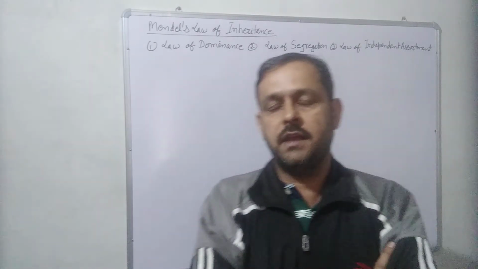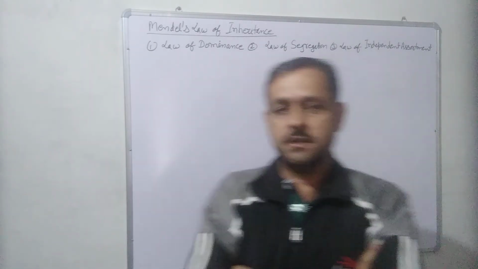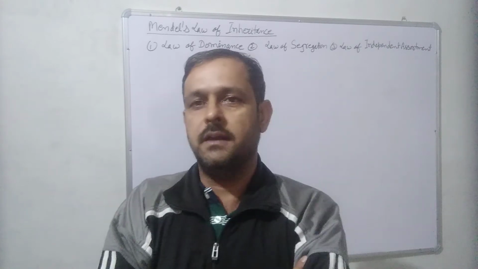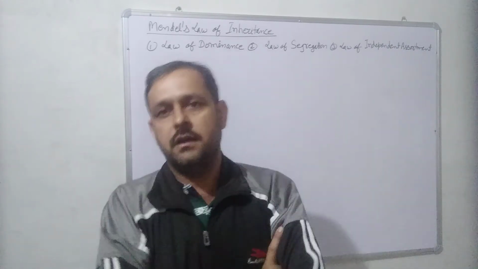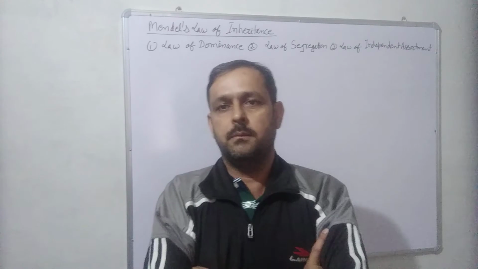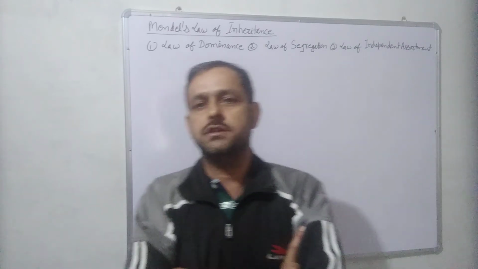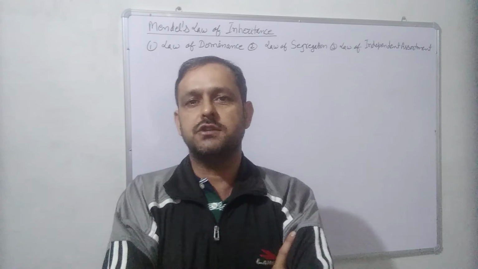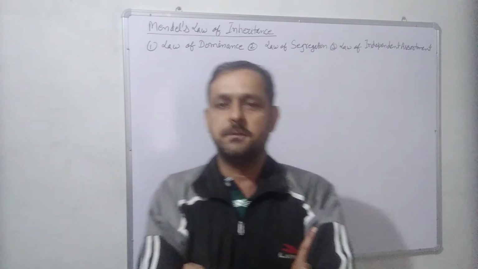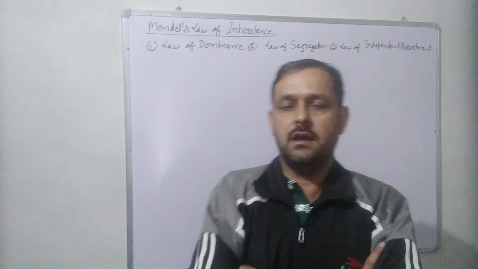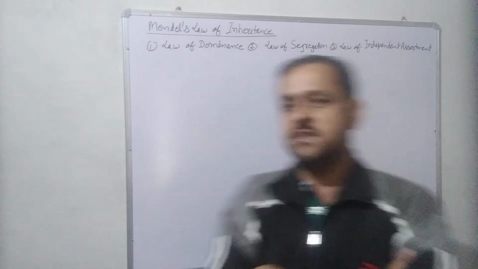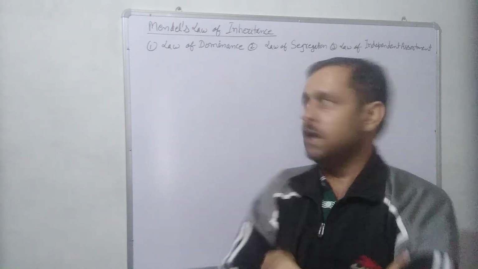We are studying genetics. In genetics, we studied about Mendel's life cycle. Mendel chose the pea plant for his experiment, and his experiments were the monohybrid cross, dihybrid cross, and polyhybrid cross. Among them, the mono and dihybrid cross are in our course. And today we are discussing the law of Mendel.